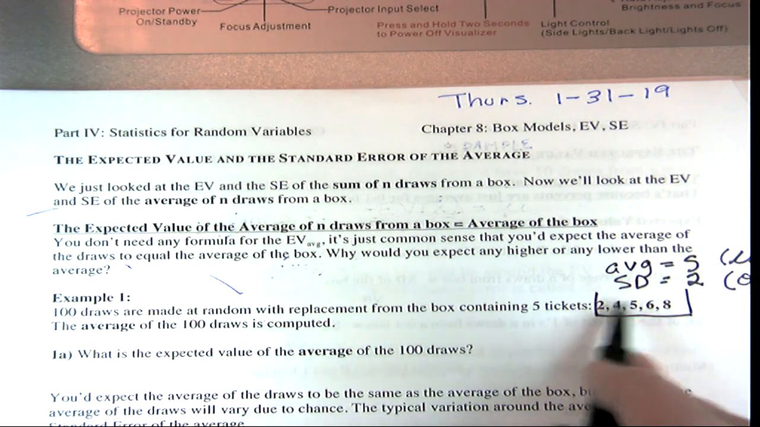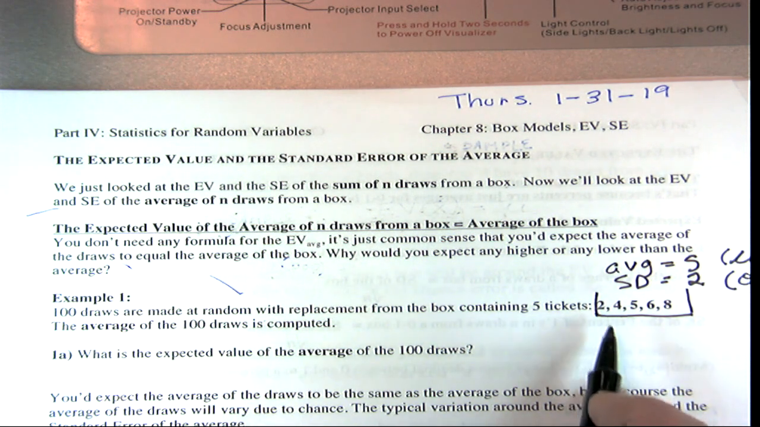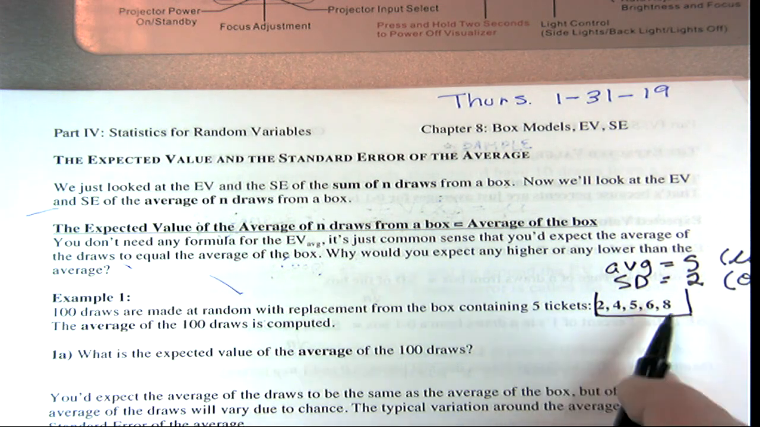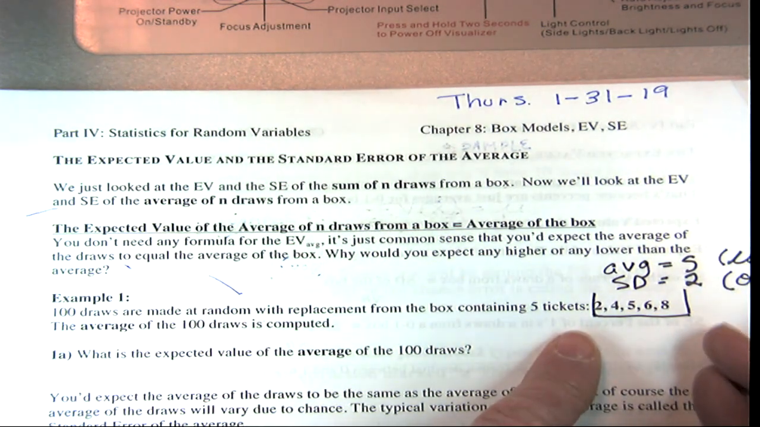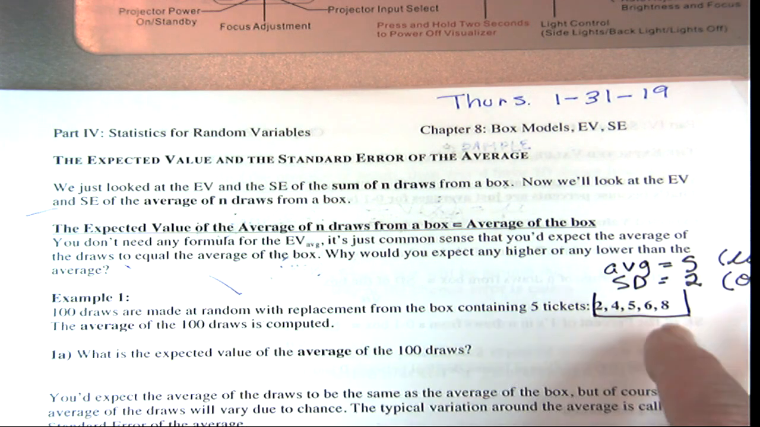So it would mirror our box. We'd expect on the average to have 100 of these, 100 of those, 100 of those, 100, and 100, 500, to have an even distribution. So wouldn't you expect the average of our sample to be exactly like the average of the box?